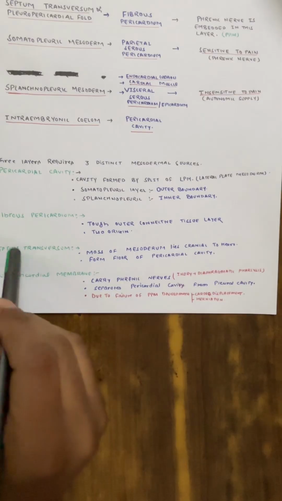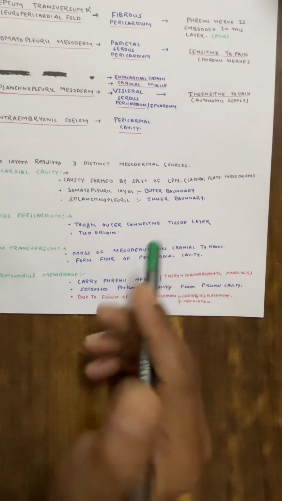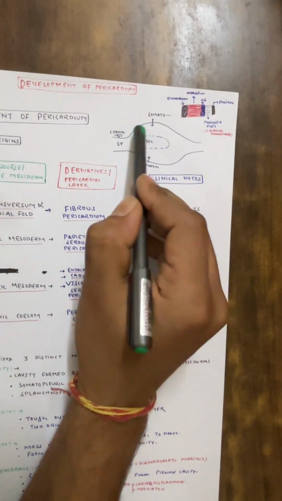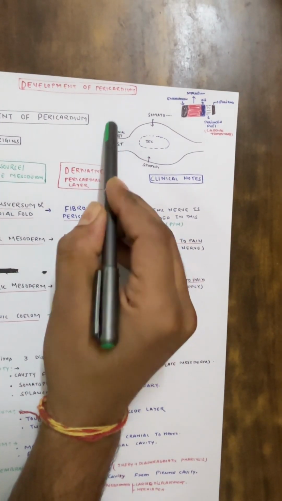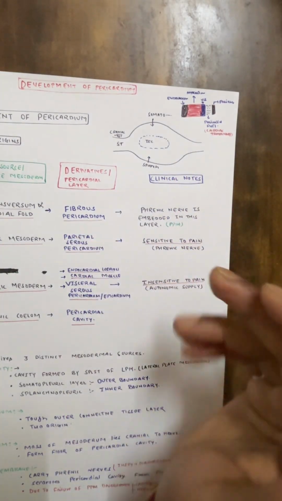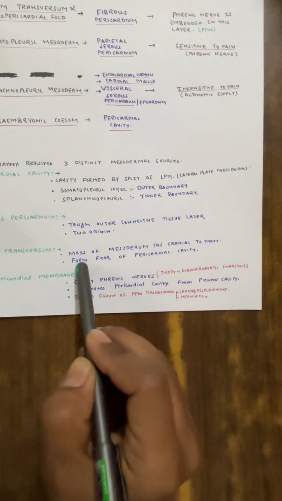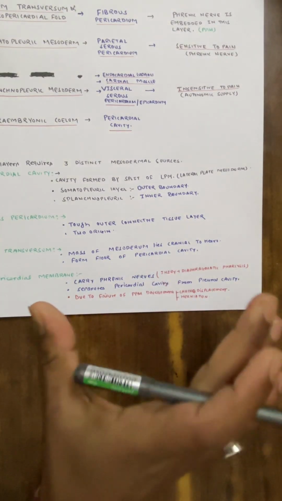Now talking about the septum transversum. This septum transversum is a mass of mesoderm that lies cranial to the heart. Why cranial? Looking at this picture, this is the cranial part, meaning towards the head side. So the septum transversum is towards the head side. That's why we say it is a mass of mesoderm lying cranial to the heart, and it forms the floor of the pericardial cavity, the cavity where pericardial fluid exists.